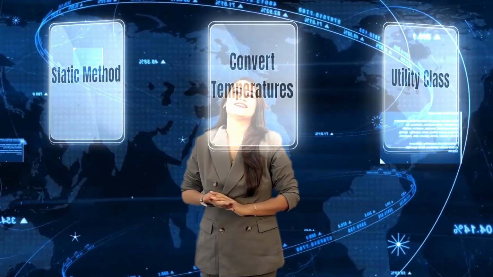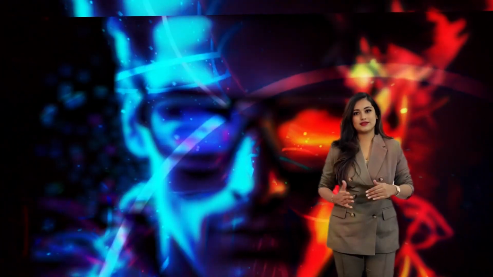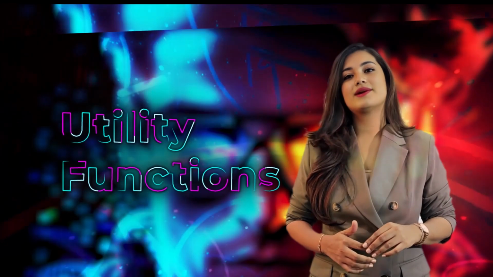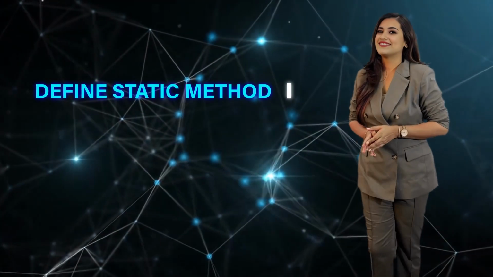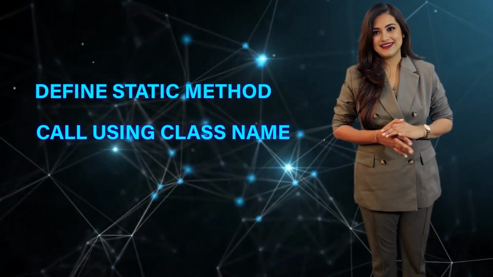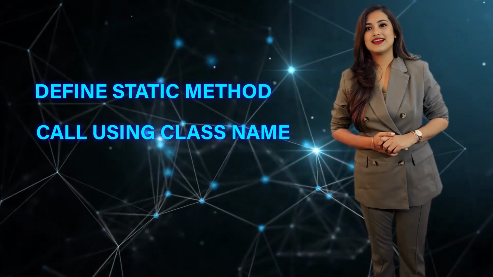Imagine a utility class with a static method to convert temperatures. You don't need an object to use this method. In Java, static methods are crucial for utility functions, like mathematical operations, that don't rely on object state. To use a static method, define it with the static keyword. Call it using the class name, like ClassName.methodName. Today we covered static methods, their features, and usage in Java.